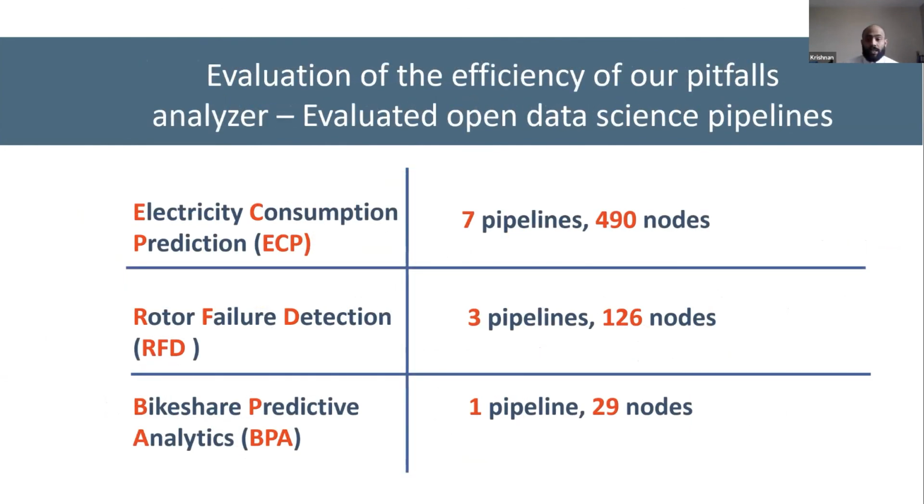Once we did this, we also analyzed it by testing our component on some of the pipelines that were available and created by KNIME, for the problem of electricity consumption prediction in Ireland, rotor failure detection of a windmill farm, and bike share predictive analytics. They had 7 pipelines for the first case, and 3 pipelines and 1 pipeline for the other cases.